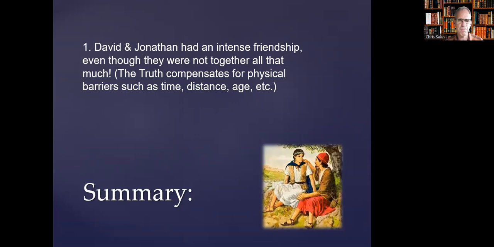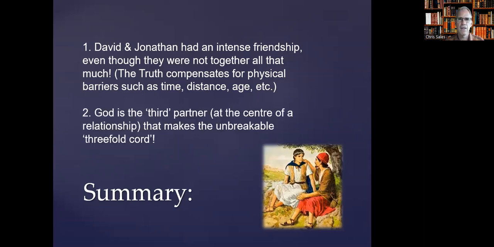David and Jonathan didn't spend heaps of time together in terms of quantity, but the quality of their time, the depth of their relationship, was founded upon the things of God. They were often separated. Jonathan had to go looking for him in the wood. They weren't able to hang out because of Saul, but that didn't matter. They weren't the same age. They weren't in the same peer group. That didn't matter. This intense friendship founded upon the things of God transcended all those natural physical barriers. And of course, God was the third partner. He was at the center of their relationship to make that unbreakable threefold cord.